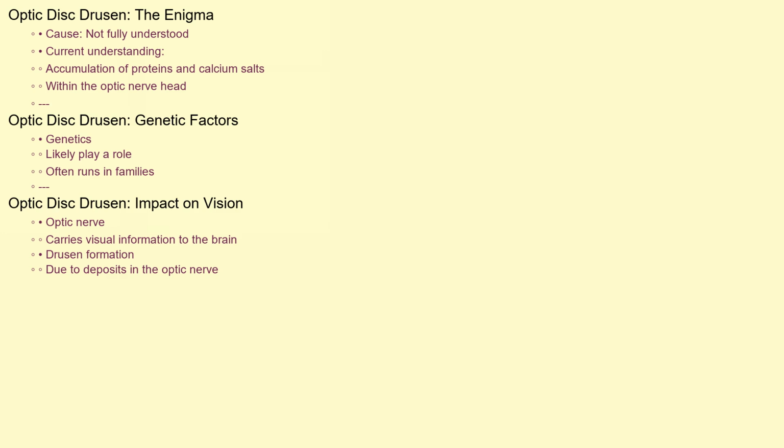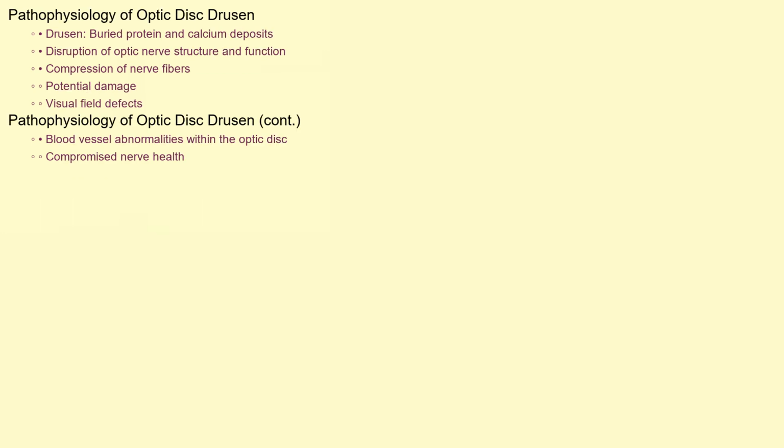The exact cause of optic disc drusen remains somewhat of a mystery. However, it's believed to stem from an accumulation of proteins and calcium salts within the optic nerve head. Genetics likely play a significant role, as the condition often runs in families. Essentially, the optic nerve, responsible for carrying visual information to the brain, becomes a site for these deposits, leading to the formation of drusen.